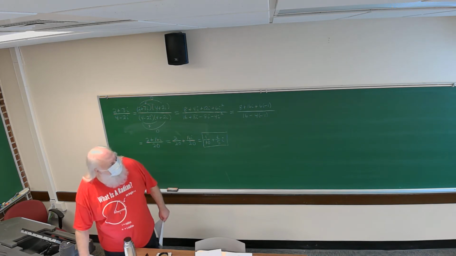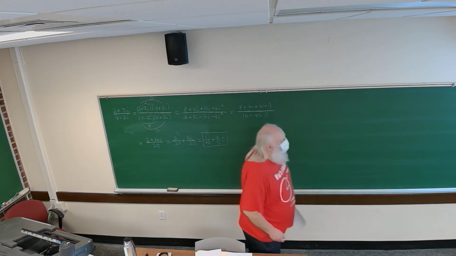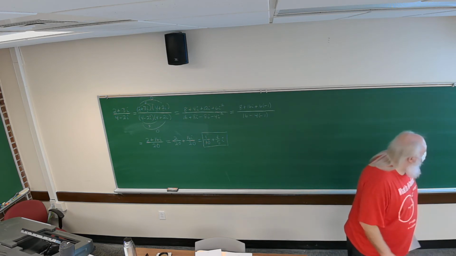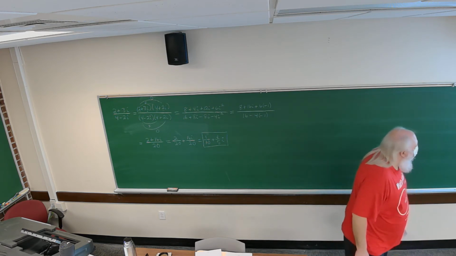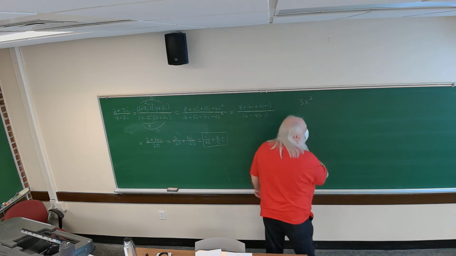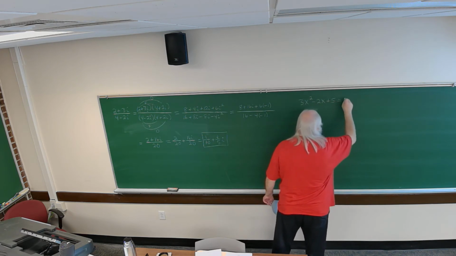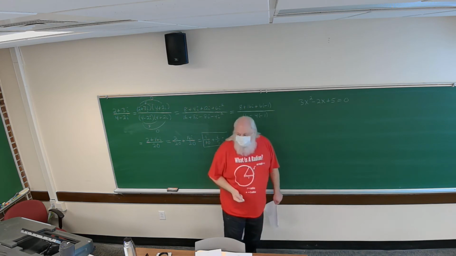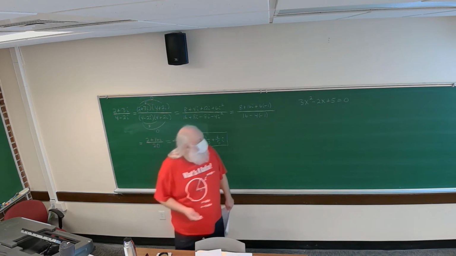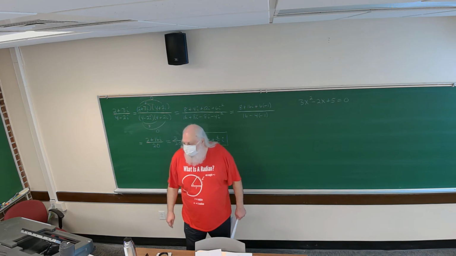Okay. So in example 6, we're given the quadratic equation 3x squared minus 2x plus 5 is equal to 0, right? Quadratic equation of one variable. Does that factor with real numbers or whole numbers? No. So how are we going to find the values of x to make the left-hand side equal to 0?